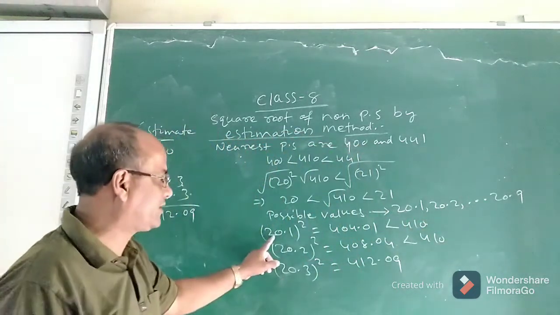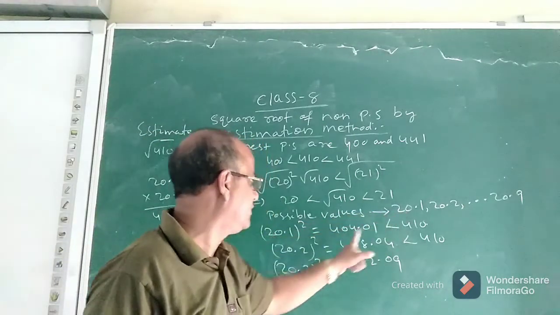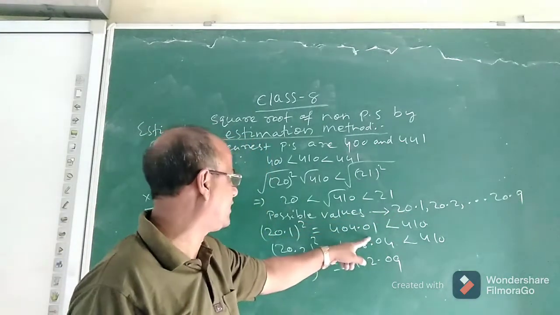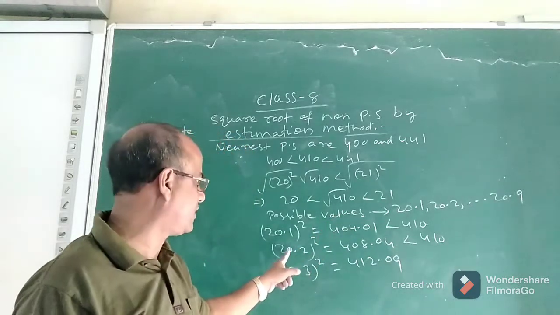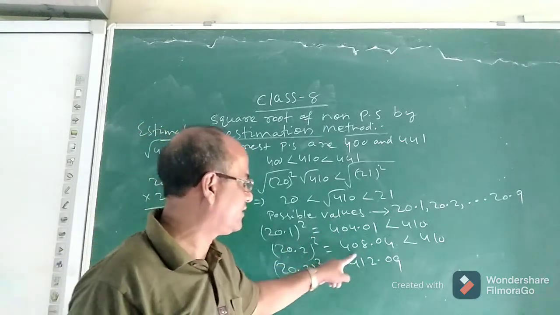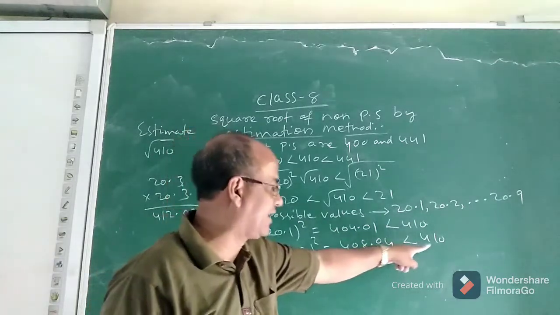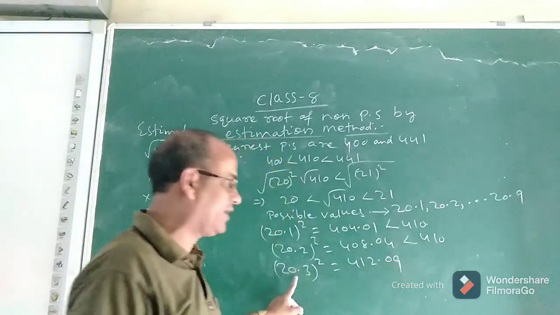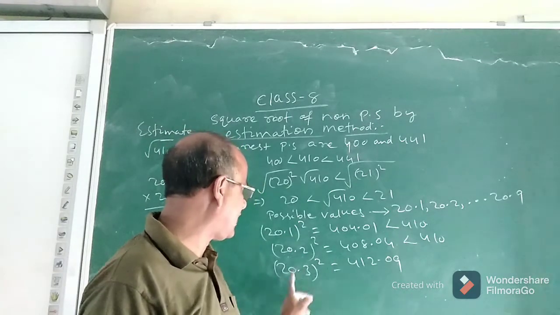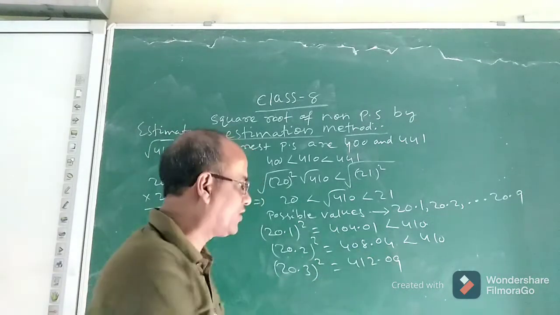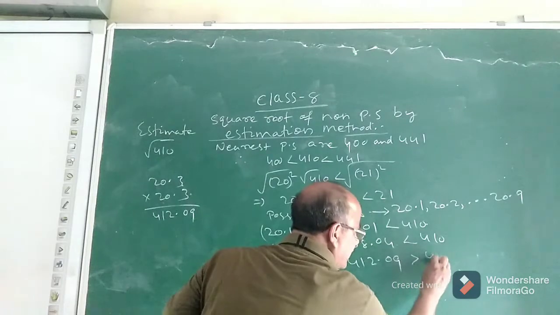So how to know? First you take the square of the first number. It is 404.01, which is less than 410. Take the next number, 20.2 squared. It is 408.04. It is again less than 410. Now take the third number, 20.3. Its square is 412.09 and it is greater than 410.